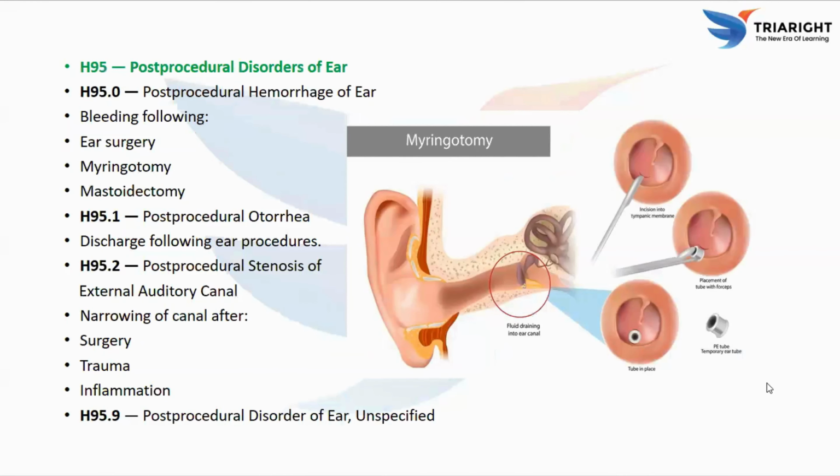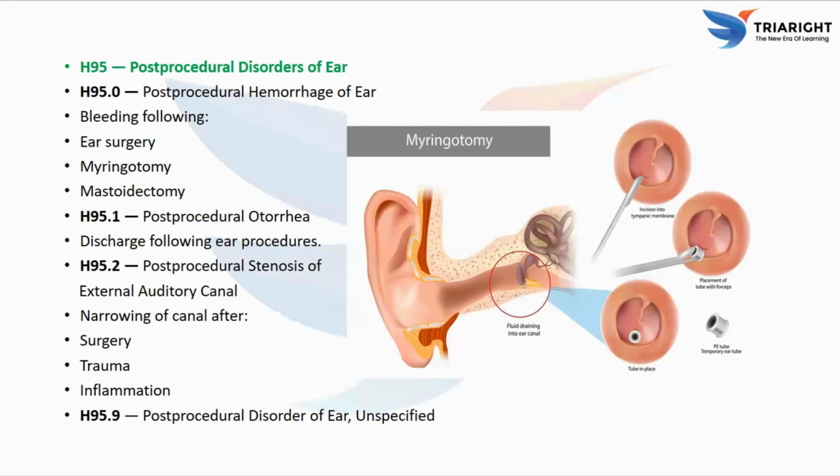So next is H95, which is the last code in the diseases of the ear and mastoid process. This H95 is used for post-procedural disorders of the ear. These are complications that can arise following ear surgeries or procedures. These codes are part of a medical classification system which is used for billing and tracking health conditions. H95.0 is assigned for post-procedural hemorrhage of ear. This refers to bleeding after ear surgery like myringotomy or mastoidectomy.